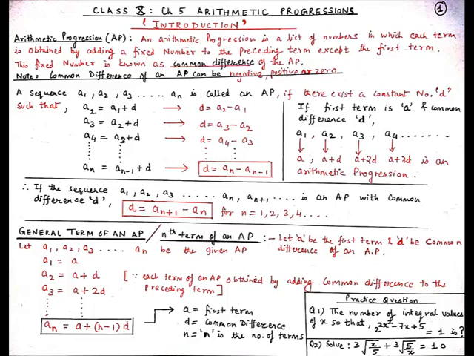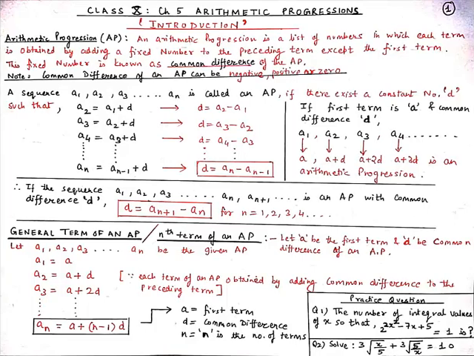And the common difference of an AP can be negative, positive or 0. So let us consider a sequence A1, A2, A3 and so on up to AN, which is called an arithmetic progression if there exists a constant number D such that A2 is equal to A1 plus D. So from here D is equal to A2 minus A1. And similarly A3 is equal to A2 plus D, so from here D is equal to A3 minus A2, and A4 is equal to A3 plus D, so from here D is equal to A4 minus A3. So in a general way we can write it as AN is equal to AN minus 1 plus D.